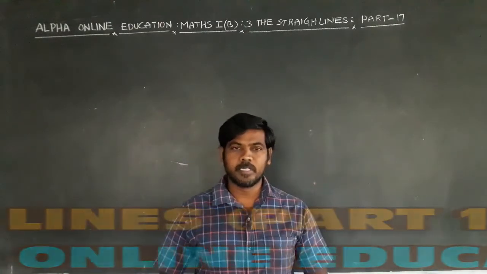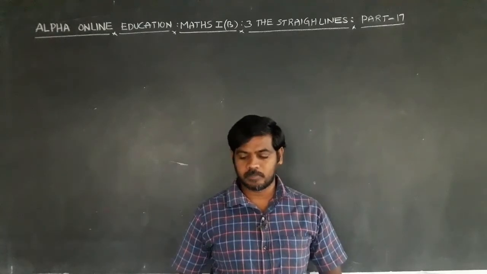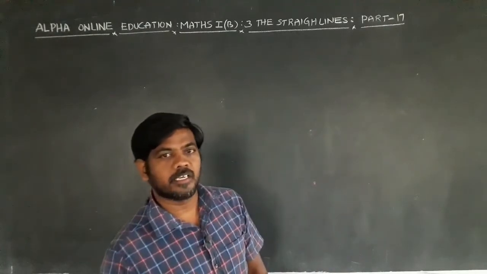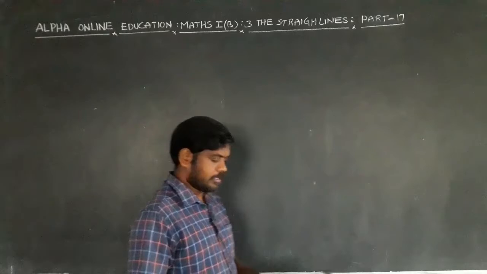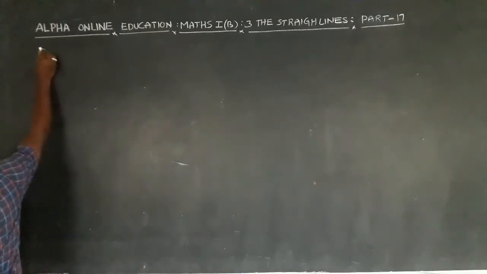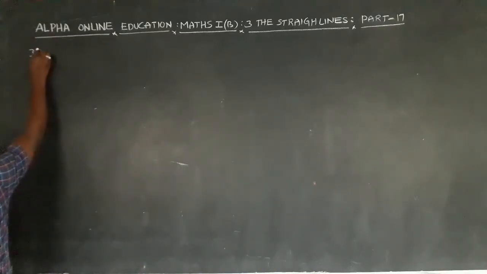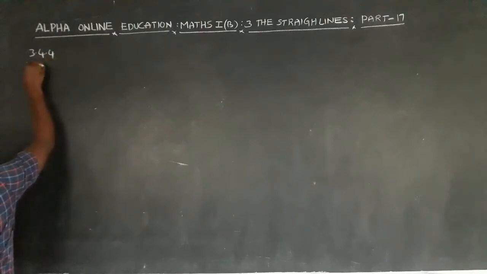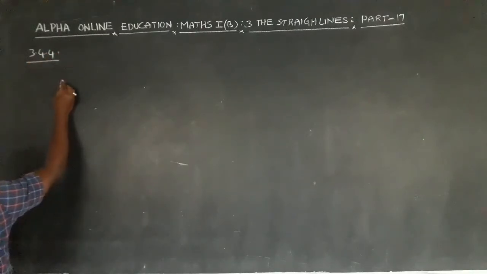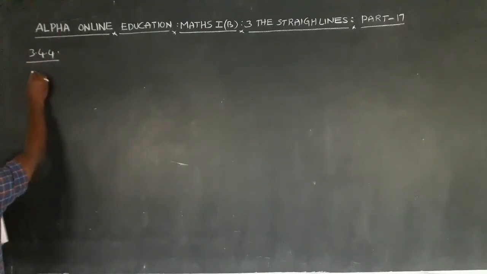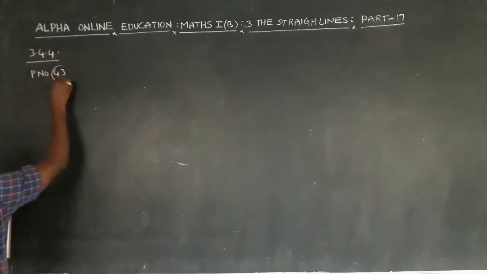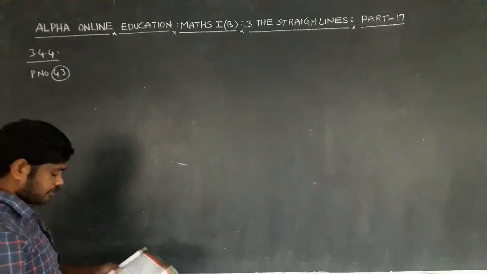Mathematics 1B, third chapter, the straight lines. Example number 3.4.4, page number 43.